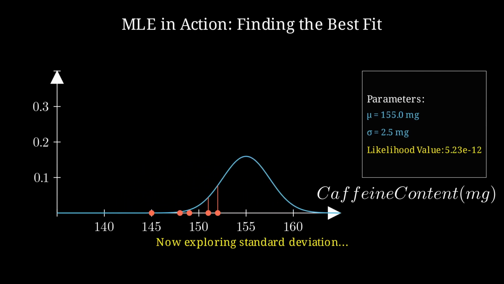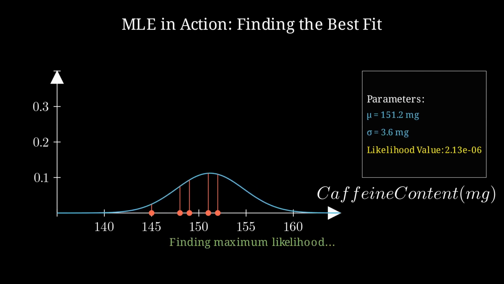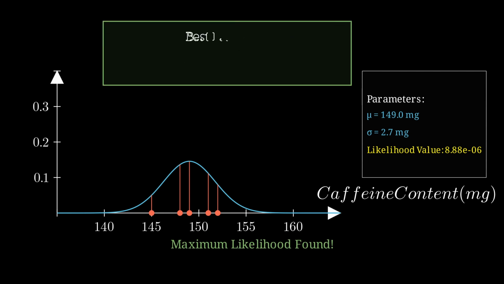After running the calculations, we might find that the most likely average caffeine content is around 149 milligrams, slightly lower than the shop's claim of 150 milligrams. This estimate is our maximum likelihood estimate.